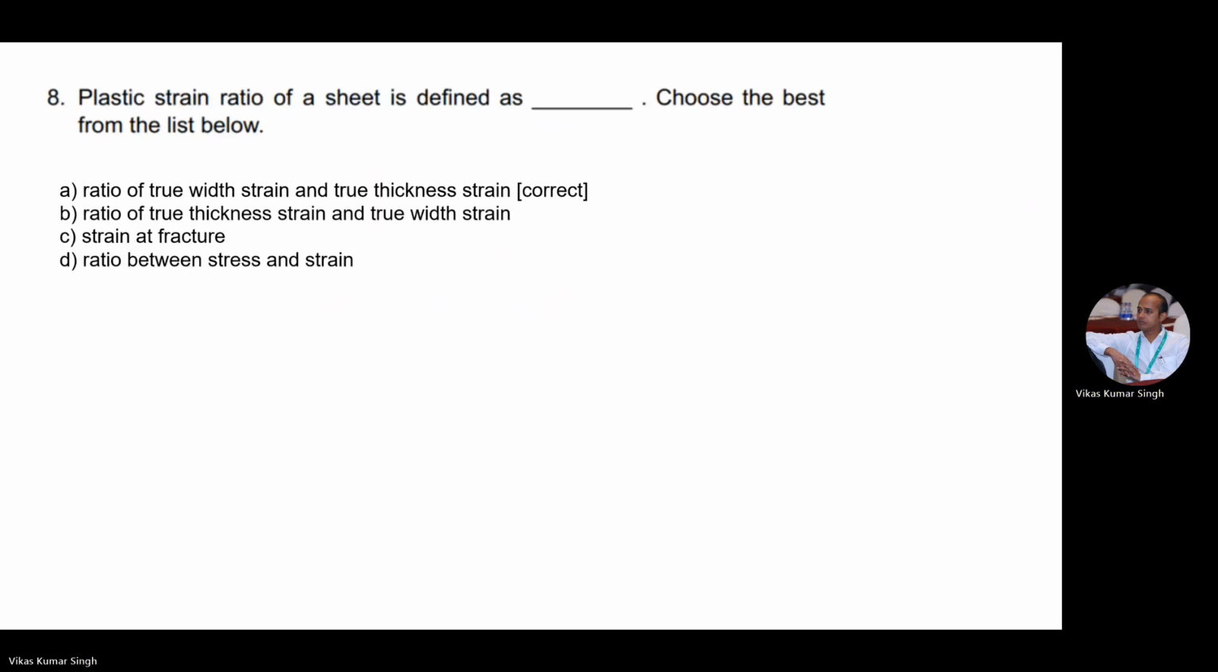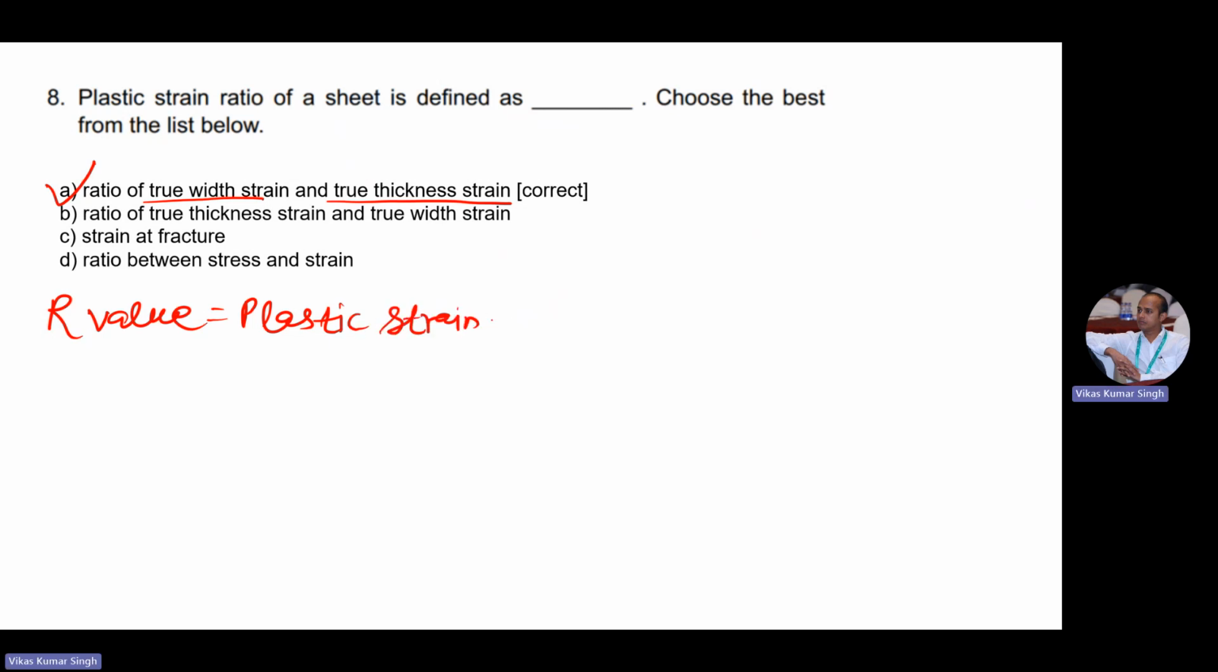Now coming to the next problem. Plastic strain ratio of a sheet is defined as, okay, we have discussed this, and I hope we have solved the problem also. So definitely you will be able to answer this question. This is a ratio of true width strain divided by true thickness strain. That is nothing but what we discussed. R value. R value is what? Plastic strain ratio.